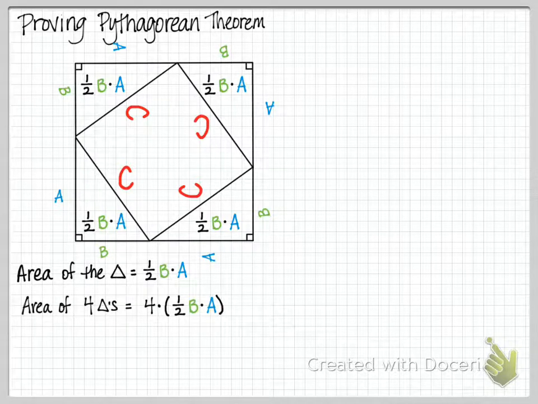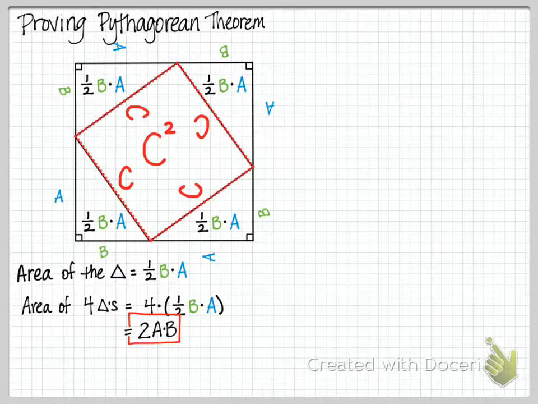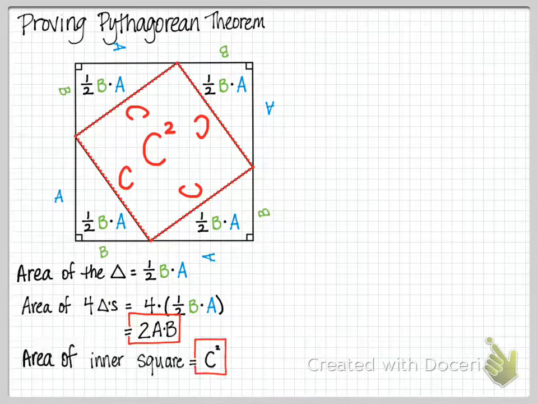So I've got 4 triangles, all with the same area, 1/2 BA. So the area of all 4 of those triangles is going to be 2AB. But I also created this inner square that has dimensions of C by C. All the sides of that square, I'm going to highlight it in red now, is C. So since all the dimensions are C, the area of that square is C squared.